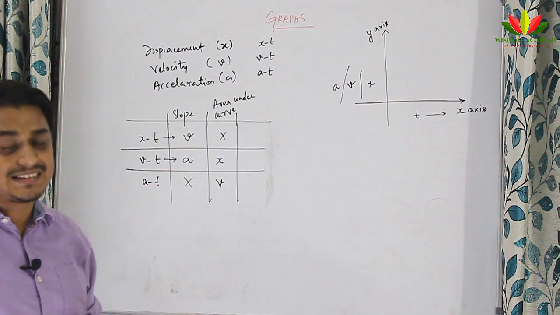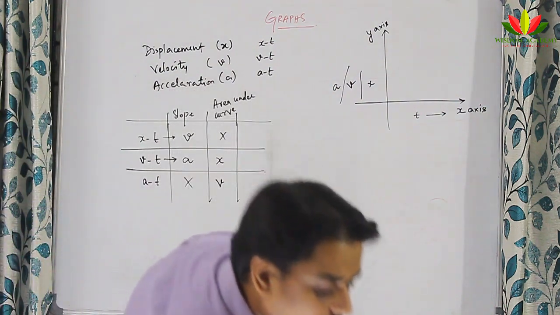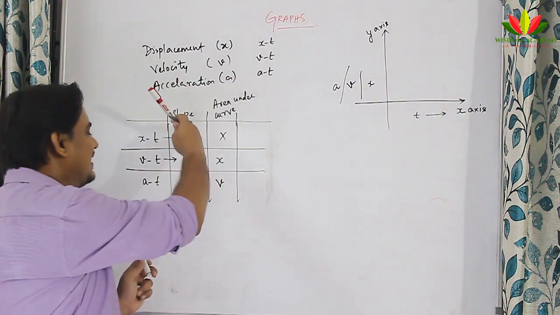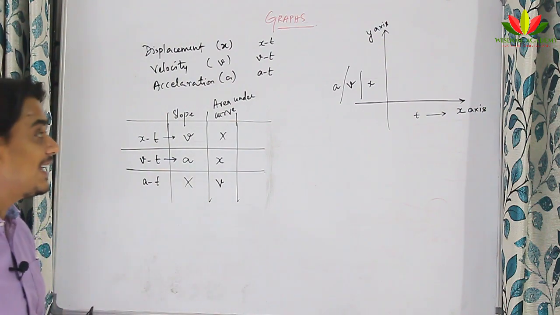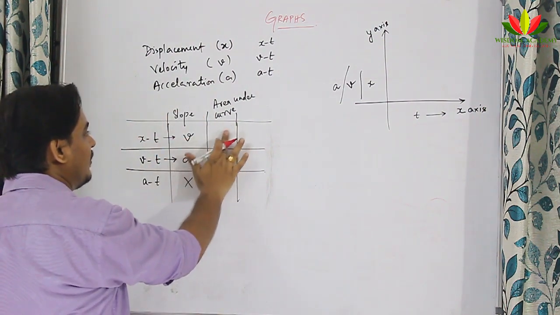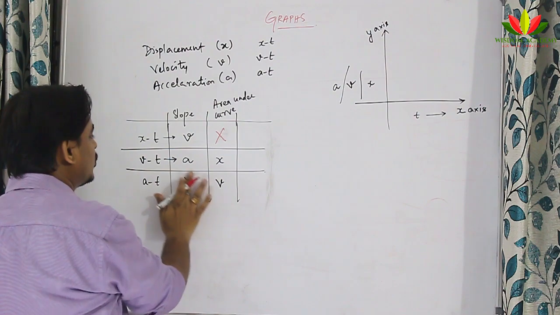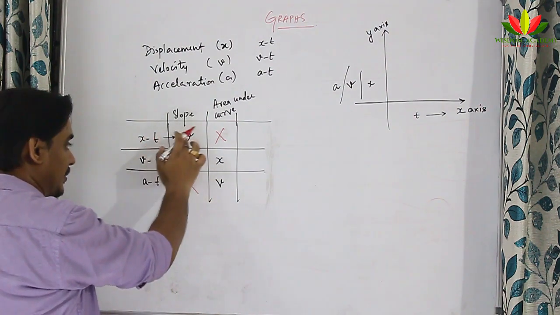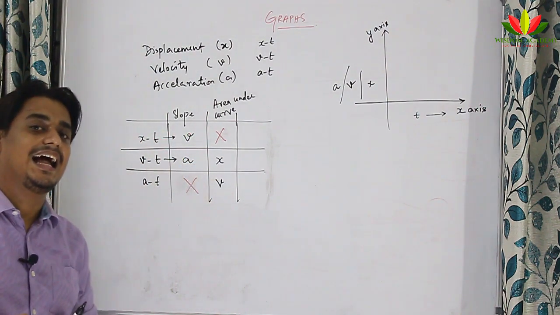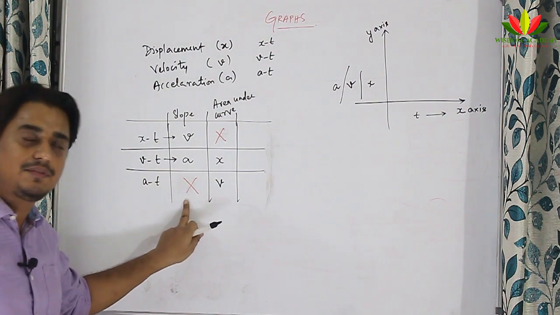This is the simplest method of how you can remember what would be lying in this part and this part. So once again I am saying, the slope of xt graph gives velocity, slope of vt graph gives acceleration, and slope of at graph does not give any information.